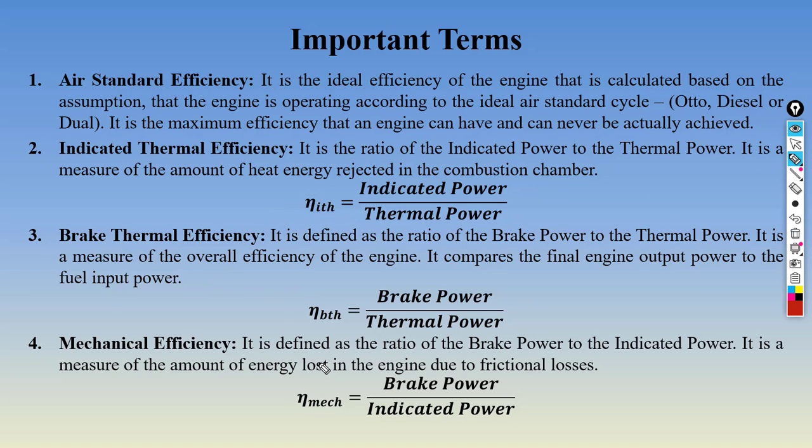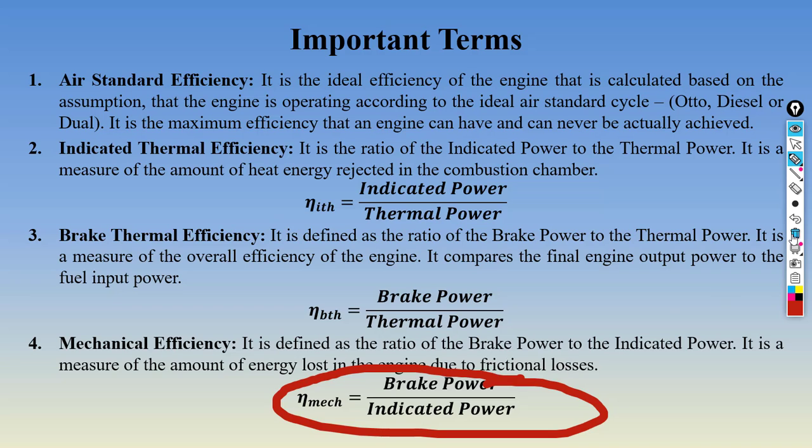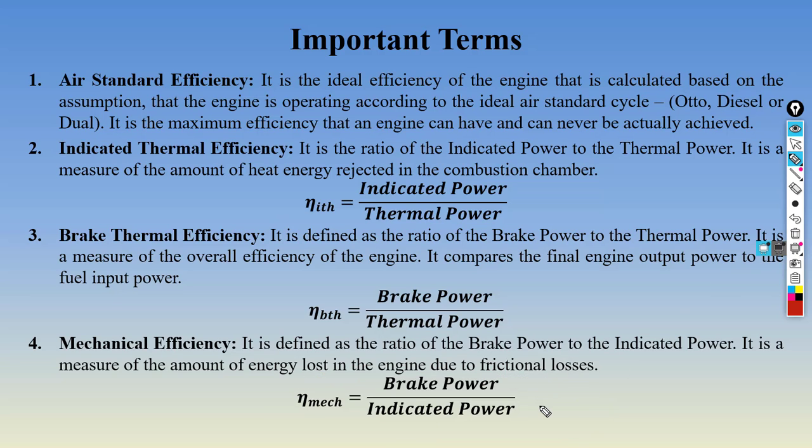Now, I will first explain mechanical efficiency, then go to brake thermal efficiency. What is mechanical efficiency? Mechanical efficiency is the ratio of brake power to indicated power. What is brake power? Brake power is the final output power measured at the crankshaft. What is indicated power? Indicated power is the power produced inside the combustion chamber. The difference between brake power and indicated power is your frictional power. Frictional power is the amount of power which is lost when transmitting the power from your combustion chamber to your crankshaft. So mechanical efficiency is measuring how much power is lost as frictional power.